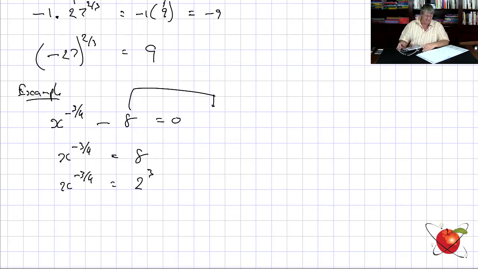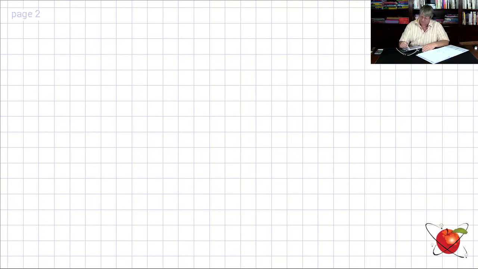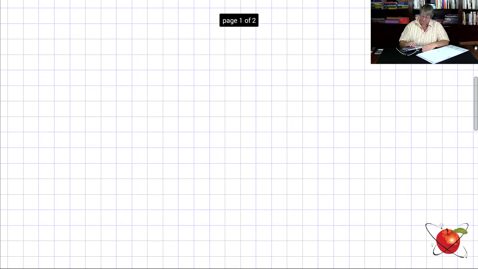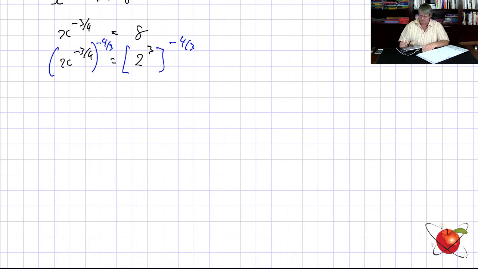Now what do I have to do? My next step is to say, I don't want x to the power of that. So I'm going to take both sides and multiply by minus 4 over 3. And what do I get then? I get x to the minus 4 over 3. This becomes x to the power of, multiply that out, cancels out: 3 and 3, 4 and 4. That's what I did, and I get x to the 1.